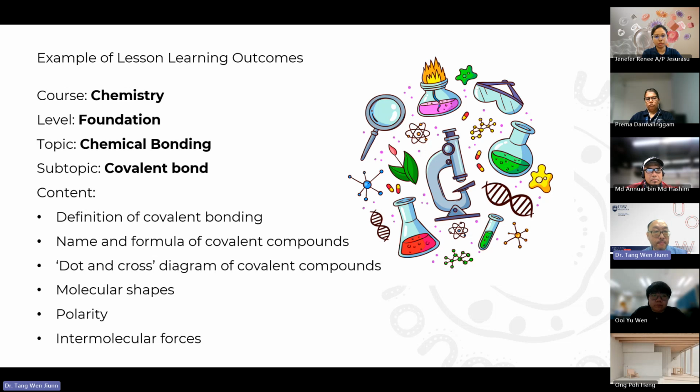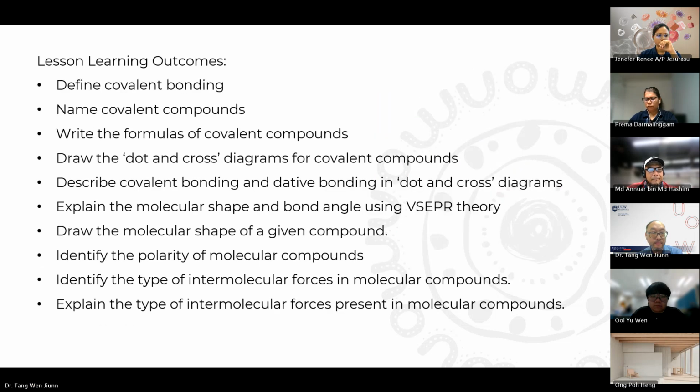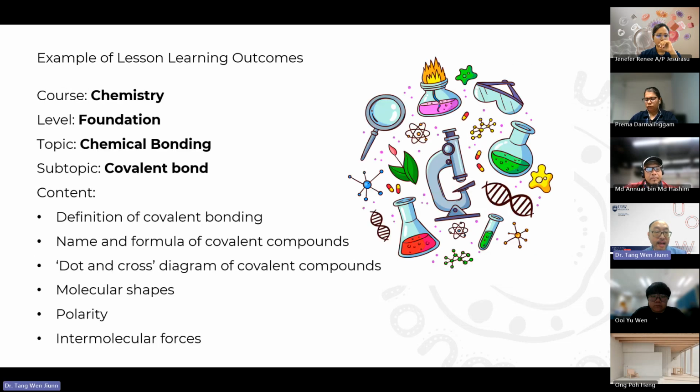So you can see over here, for example, the course is Chemistry Foundation level. The topic is chemical bonding. The subtopic is covalent bond. Under this covalent bond, what do I have in the contents? I have the definition, naming, the formula, the dot and cross diagram, molecular shapes, polarity, intermolecular forces. So I have so many things over there. These are the things that I want to cover with the students.